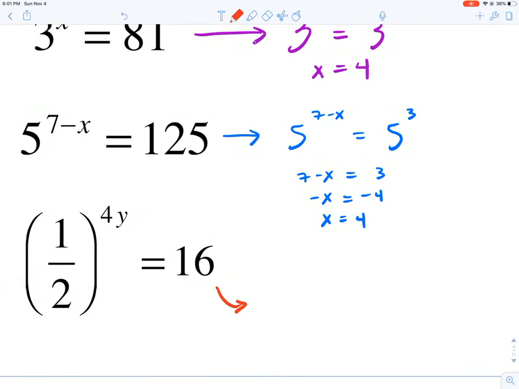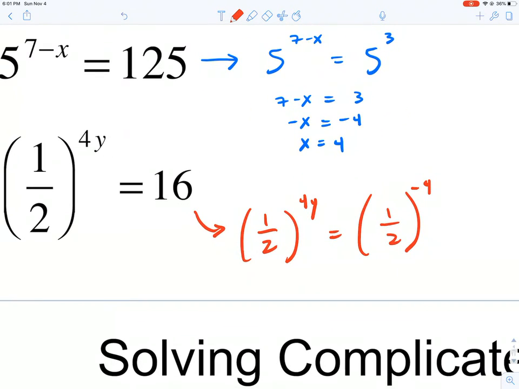And then for 1/2 raised to the 4y power equal to 16, can we rewrite 16 as 1/2 raised to a power? Yes, we can. So 1/2, oops, not 1/4, 1/2 raised to the -4th power. Okay, so then we would have, by the one-to-one property, 4y equals -4, or y equals -1.